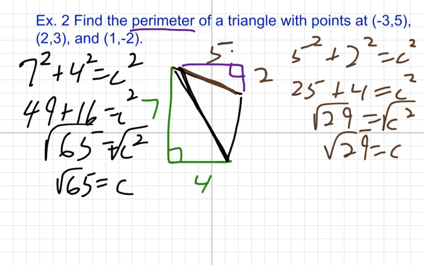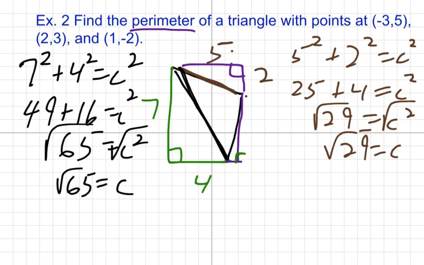Alright, I have 2 of my sides down. I just need 1 more to go. So I'm going to make a right triangle right here. And this one's a little hard to see because of the way I drew my line. But it's a real skinny right triangle there. And there's my right angle right there at the bottom.